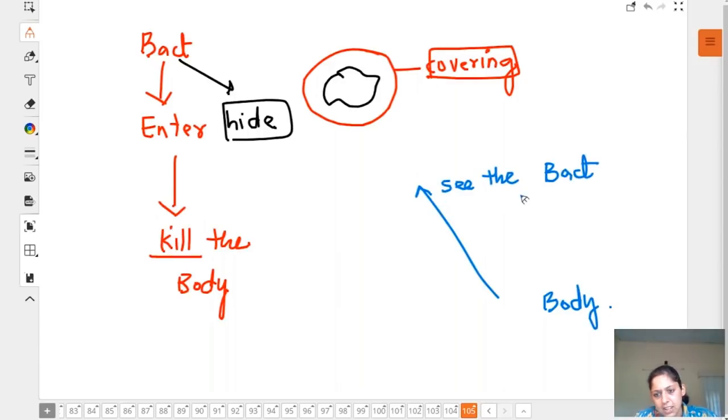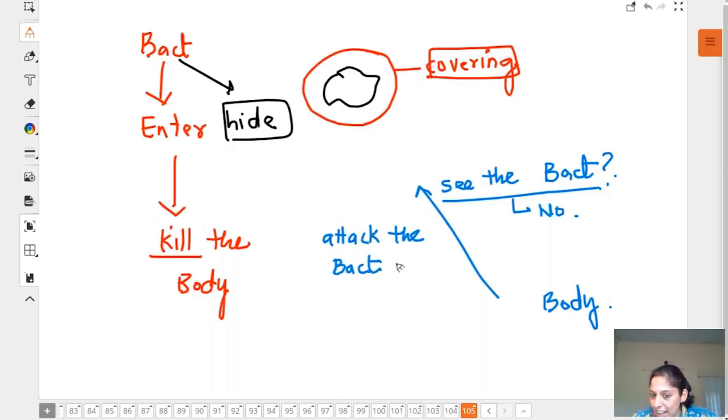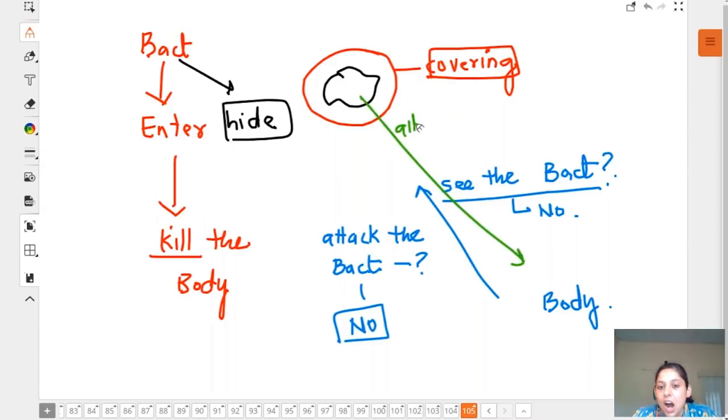I have a very simple question for you. Can the body see the bacteria? See, the body can't see the bacteria. Can the body attack the bacteria? If you can't see, can you attack without seeing? And what will the bacteria do? Will it just sit there? In fact, the bacteria will attack the body and cause what?